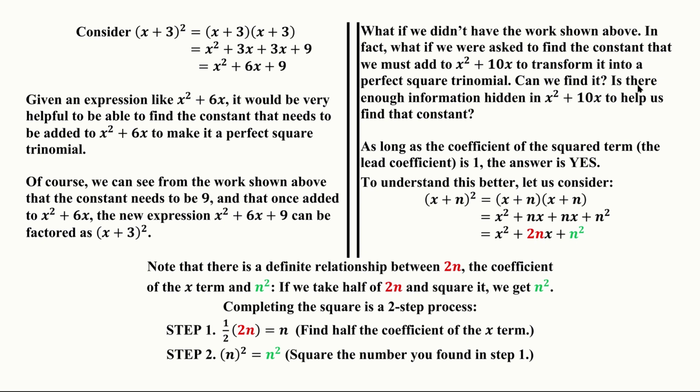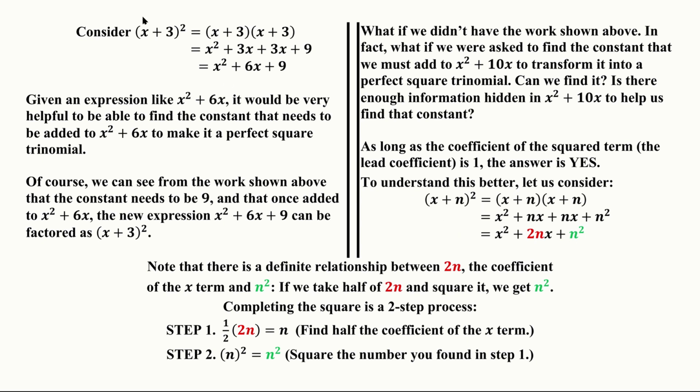Can we find it? In other words, is there enough information hidden inside x squared plus 10x to help us find that constant? And the answer, as long as the coefficient of the x squared term is 1, is a resounding yes. But remember, that coefficient needs to be 1 for what we're about to do to work. Now, to understand why we're going to do what we're going to do with these steps, consider this.